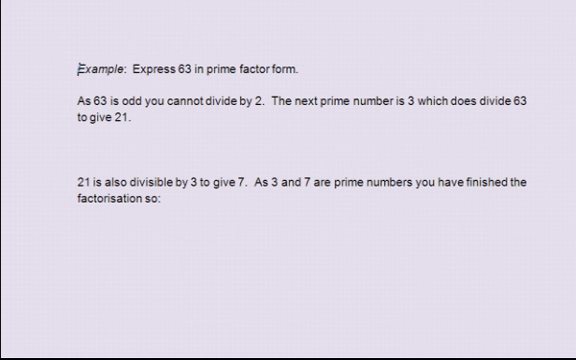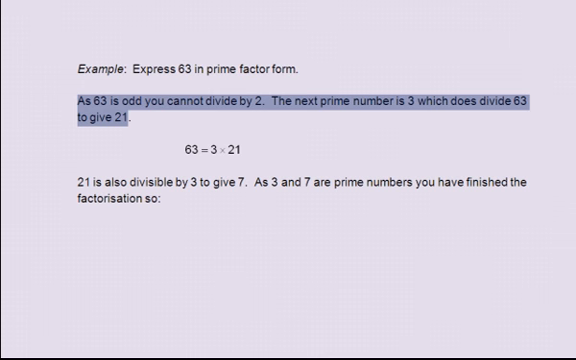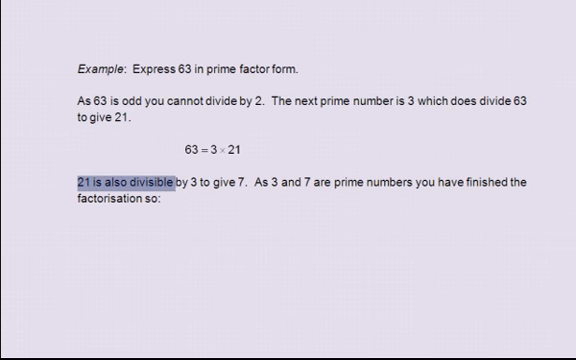Let's look at another example. Express 63 in prime factor form. As 63 is odd, you cannot divide by 2. The next prime number is 3, which does divide 63 to give 21. So 63 equals 3 multiplied by 21. 21 is also divisible by 3 to give 7.